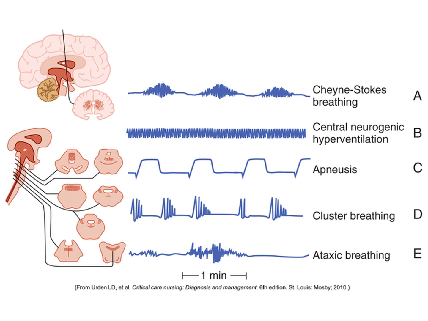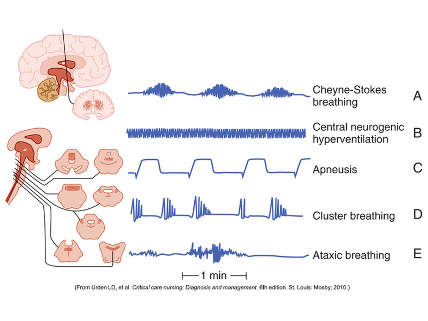In waveform C, we observe apneusis, a rare and dramatic pattern. The patient takes a deep breath, holds it for several seconds, and then slowly exhales. This irregular rhythm is associated with lesions in the lower pons.